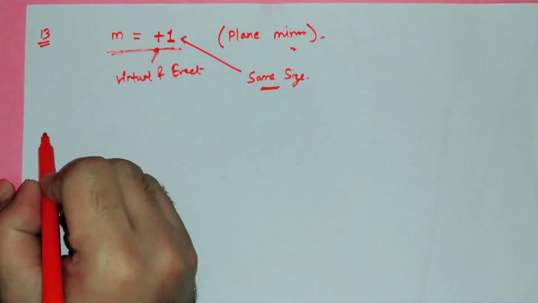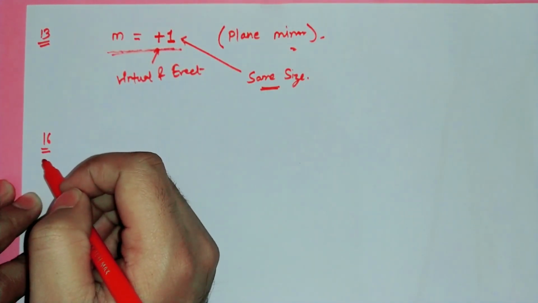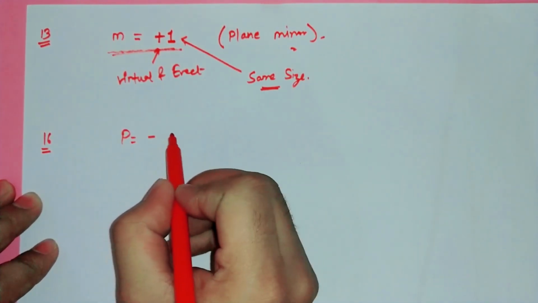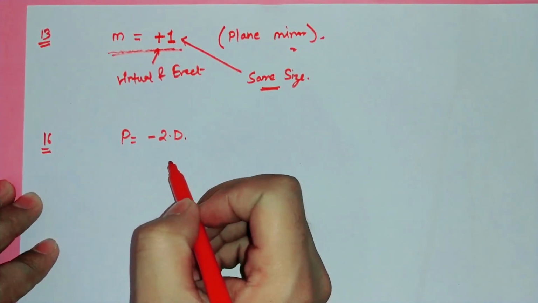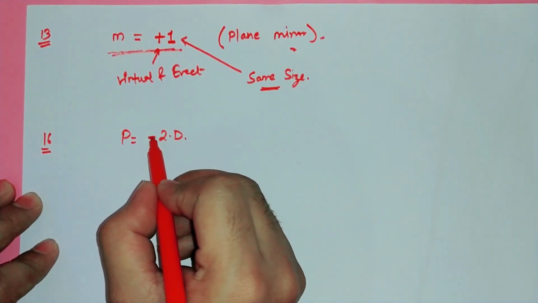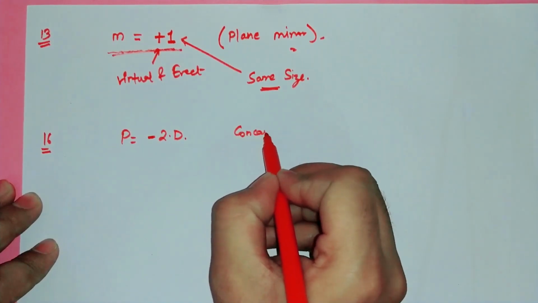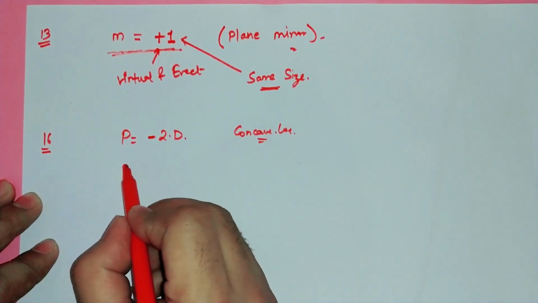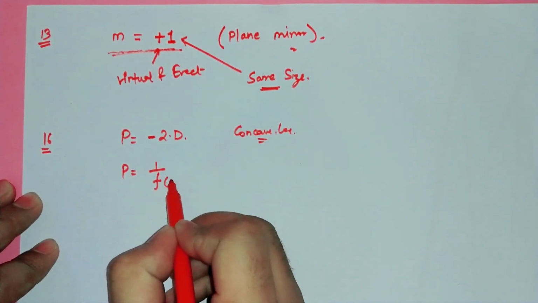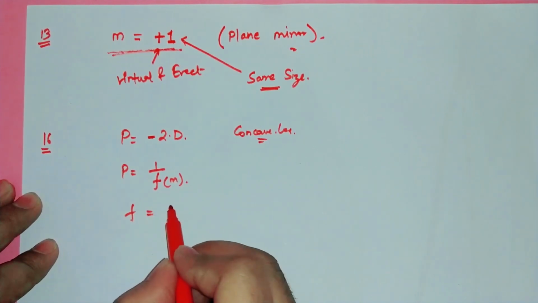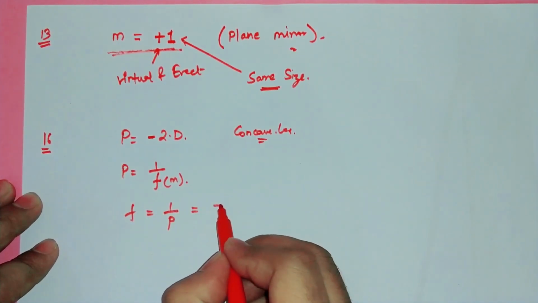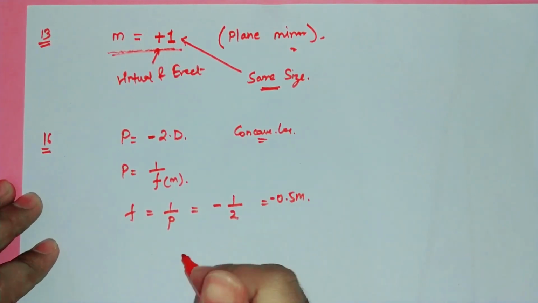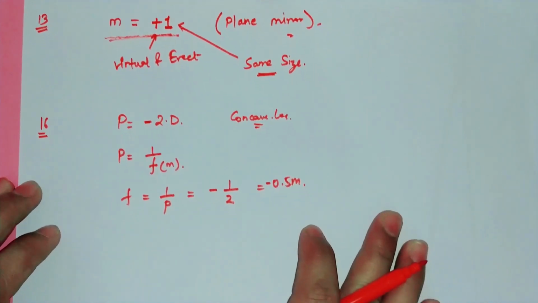Similarly, question number 16: find the focal length of the lens of power -2 diopter. What type of lens is it? Minus means it is a concave lens. We know that power is equal to 1 upon f, with f in meters, so focal length is equal to 1 upon p. So focal length will be -1 upon 2, which is -0.5 meter. So this is easy.